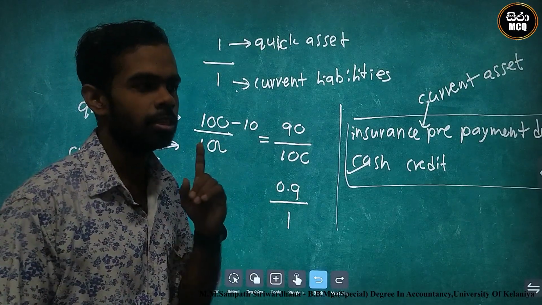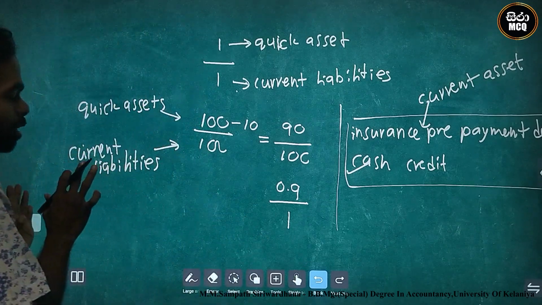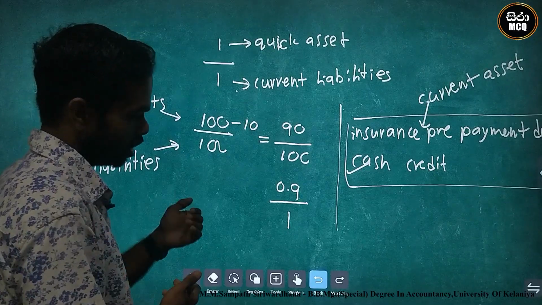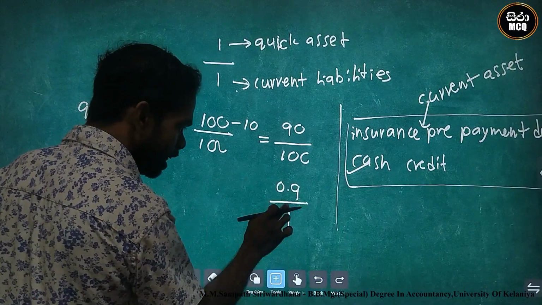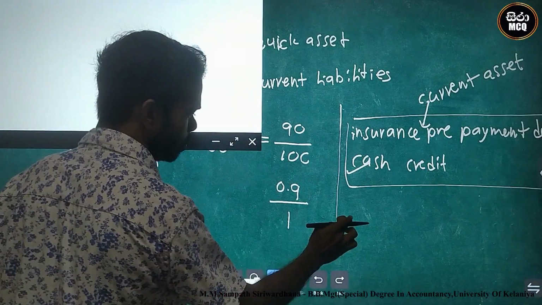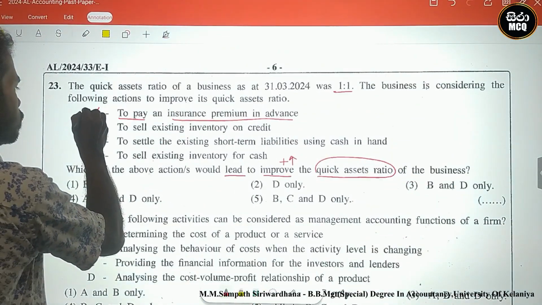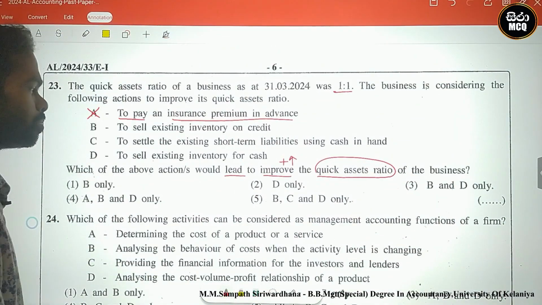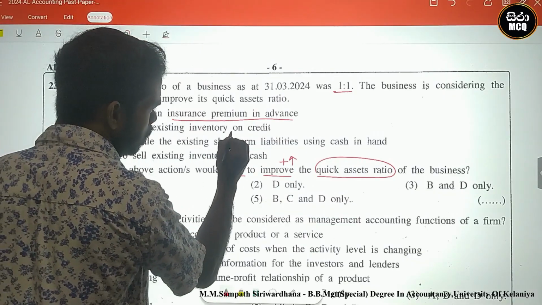This is a decrease, but we must find an increasing action. This is a decreasing action, but we are looking for increasing actions. Therefore, this is not related, and we can eliminate it. Okay. Next one: to sell existing inventory on credit.